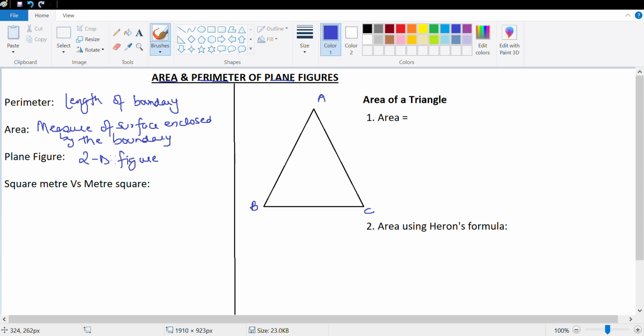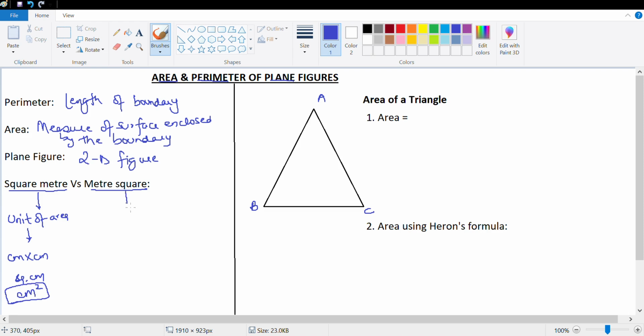And one small thing: what is the difference between a square meter and a meter square? A square meter is the unit of area. If you remember, the area of a rectangle is length into breadth. Length unit is centimeter multiplied with centimeter would give you square centimeter. It can also be written as centimeter squared, with a D.